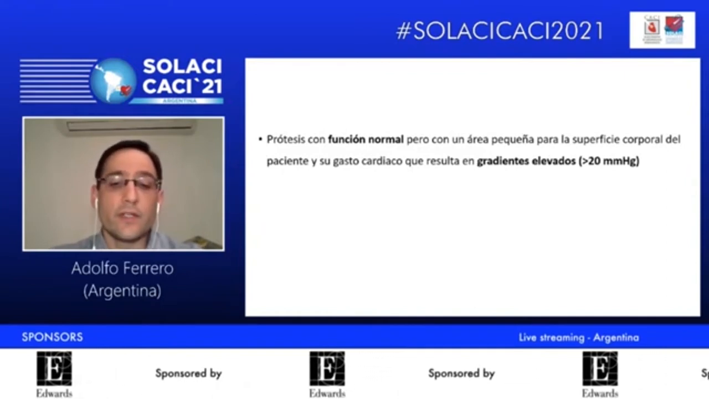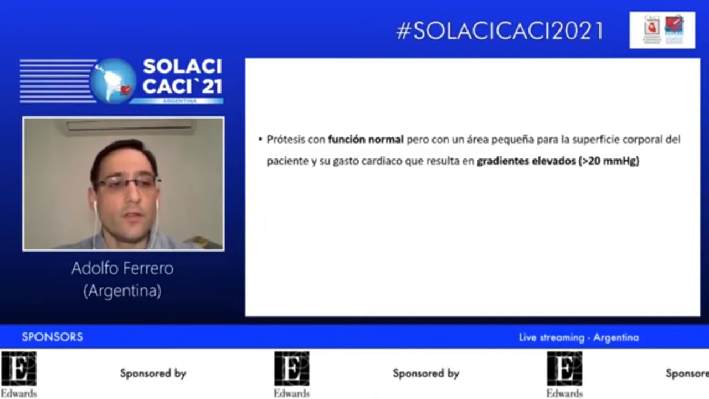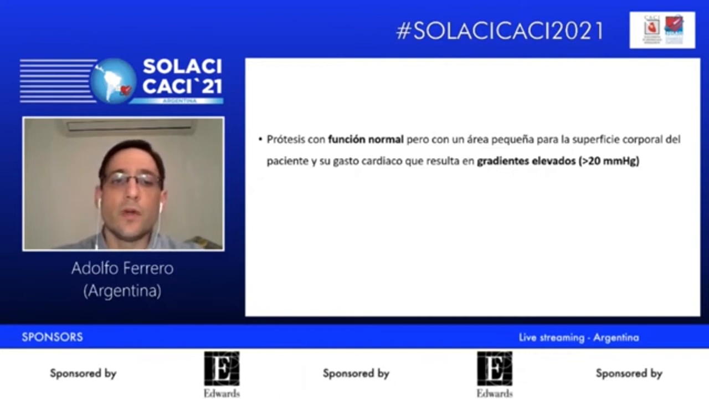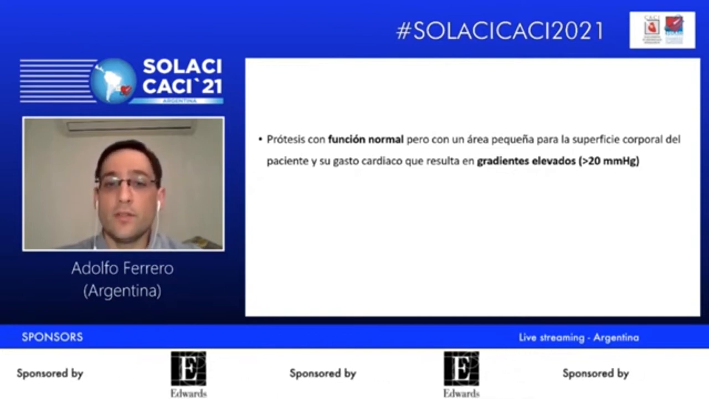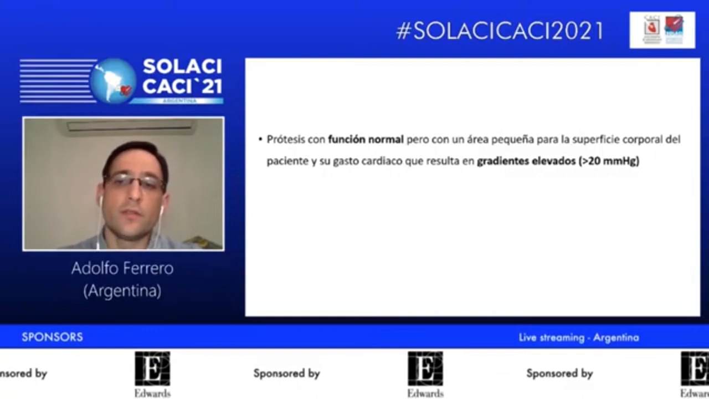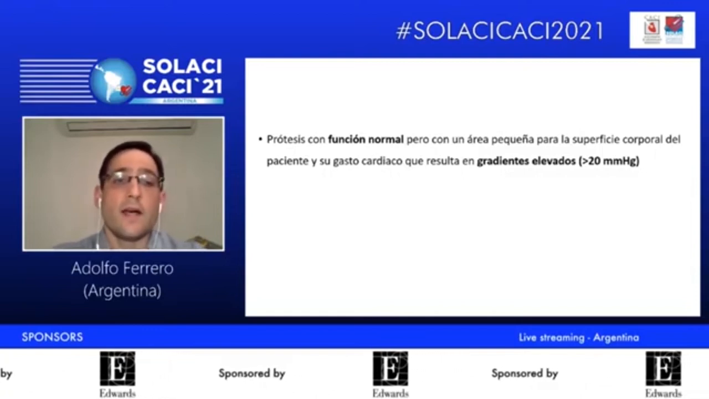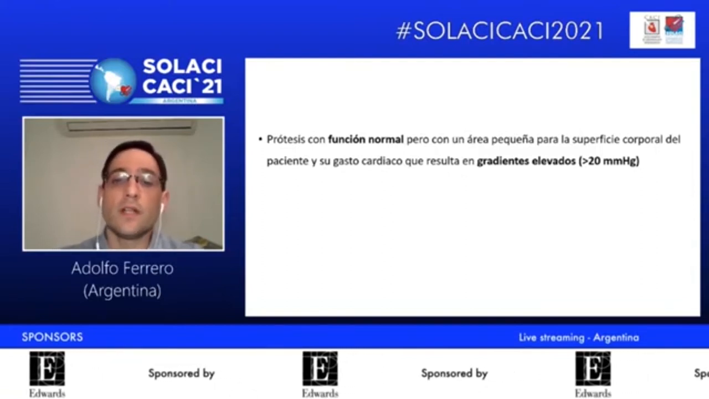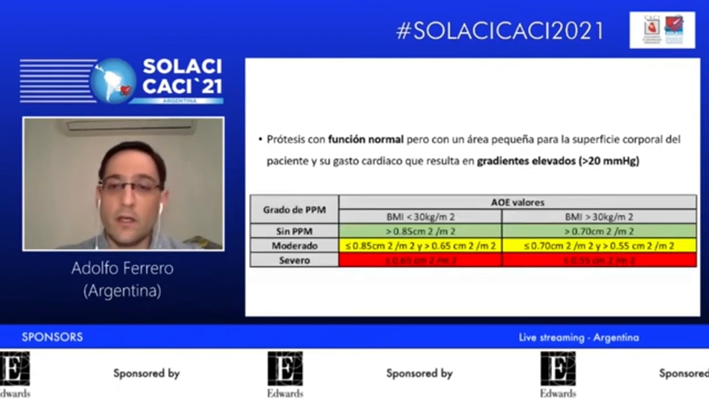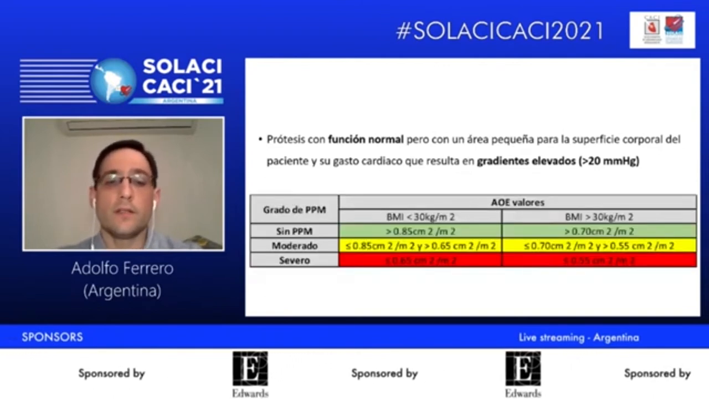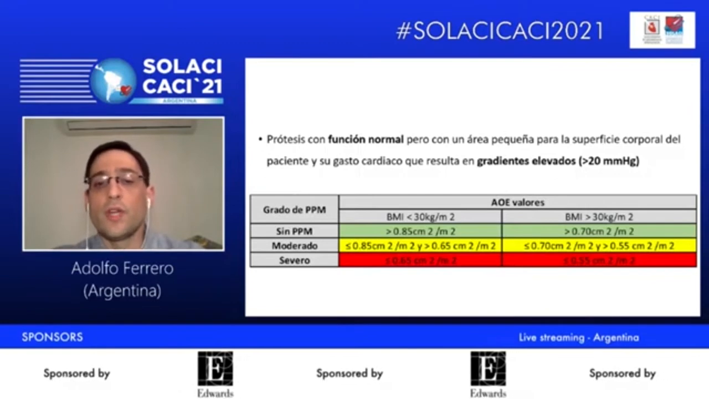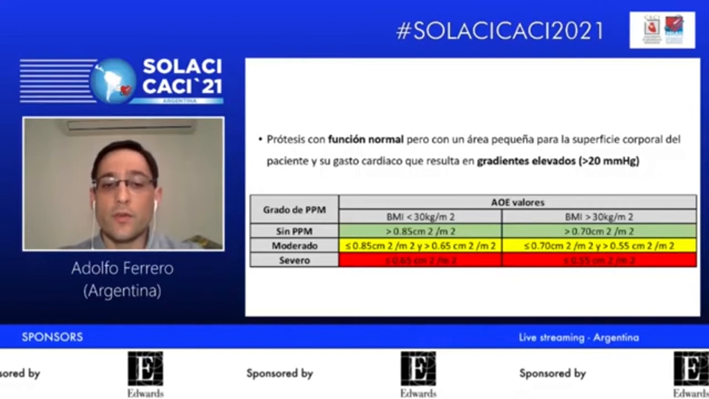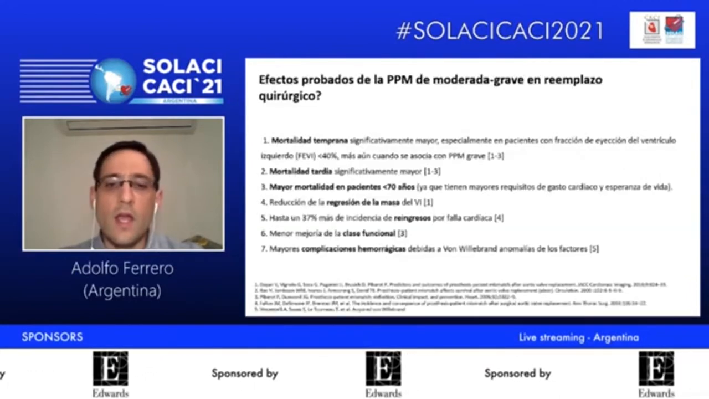When we talk about gradient, we refer to patient-prosthesis mismatch. This term is related to a prosthesis that has normal function but is too small for the body surface area of the patient and for his or her cardiac output. So it results in a high gradient, especially above 20 millimeters of mercury. You can define this problem as moderate, severe, or none.